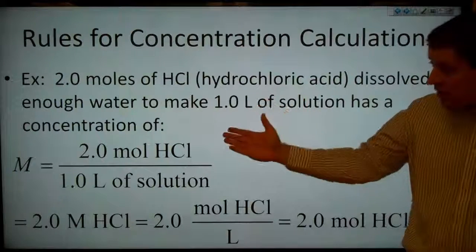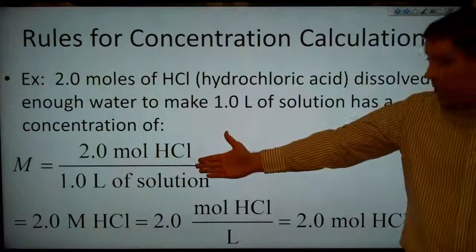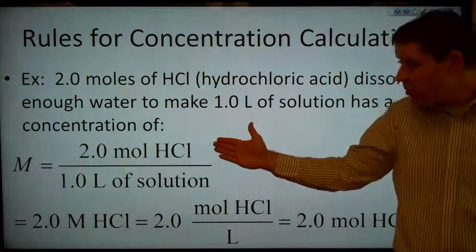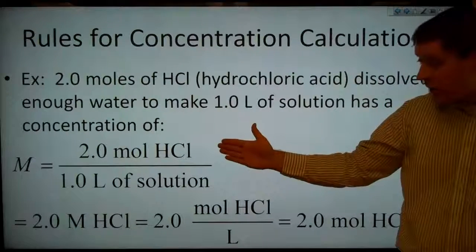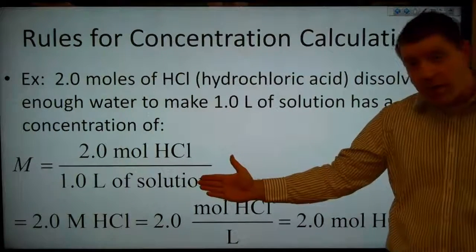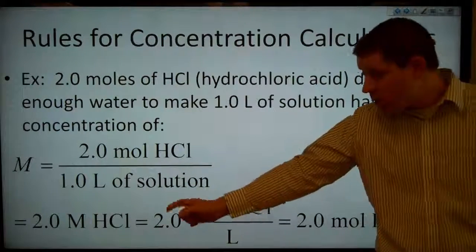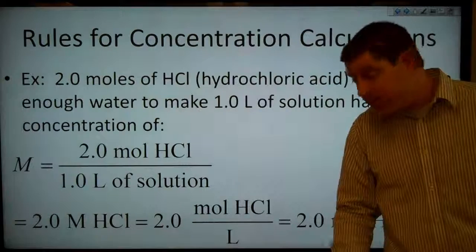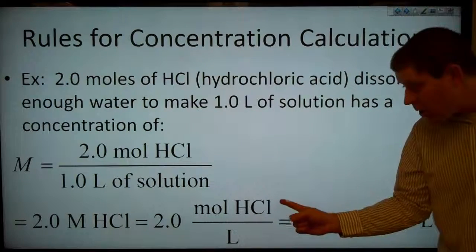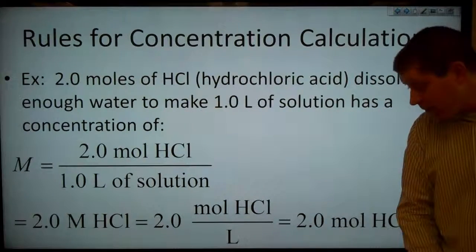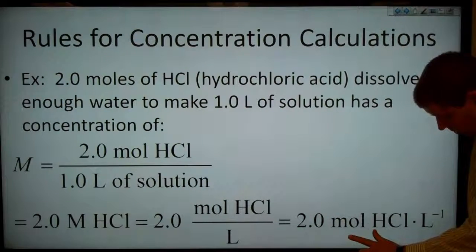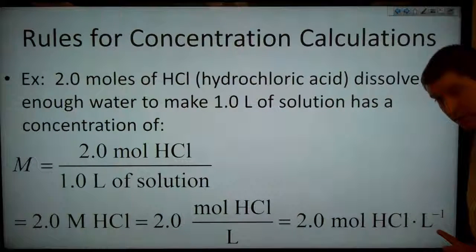Has a concentration of, we take moles per liter, so moles divided by liters. We have 2.0 moles of our solute hydrochloric acid. We divide by the total volume of solution, 1.0 liter of solution, and that gives us 2.0 molar, or 2.0 M, and that equals 2.0 moles of hydrochloric acid per liter, or 2.0 moles of hydrochloric acid times liters to the -1 per liter.